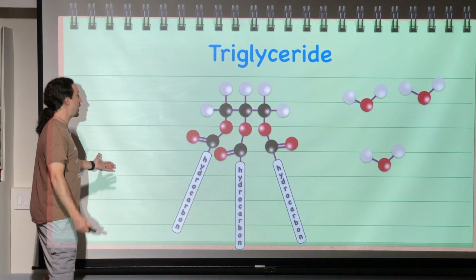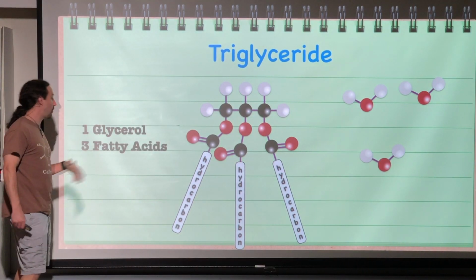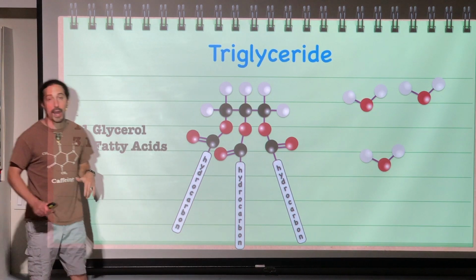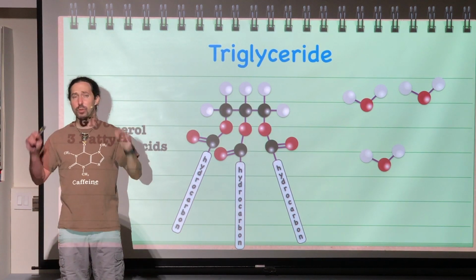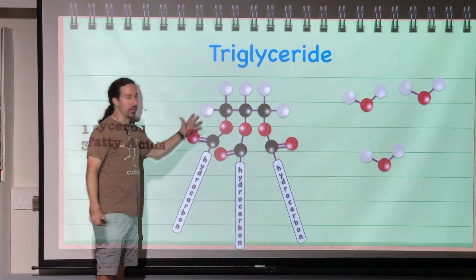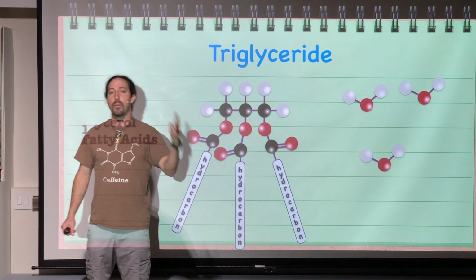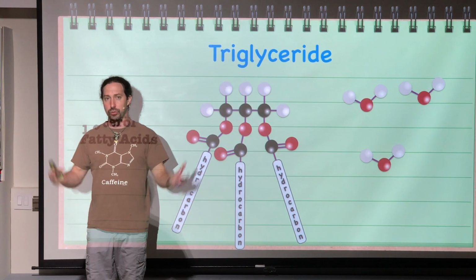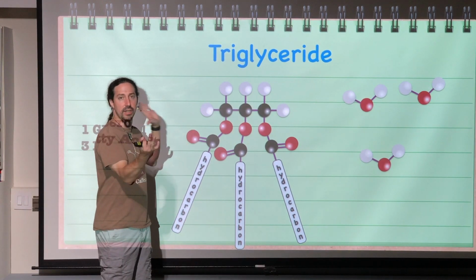A triglyceride is 1 glycerol molecule and 3 fatty acids. That's what makes up a triglyceride. And this is our energy storage molecule right here. So that's what makes up the macromolecule. This is our first lipid.